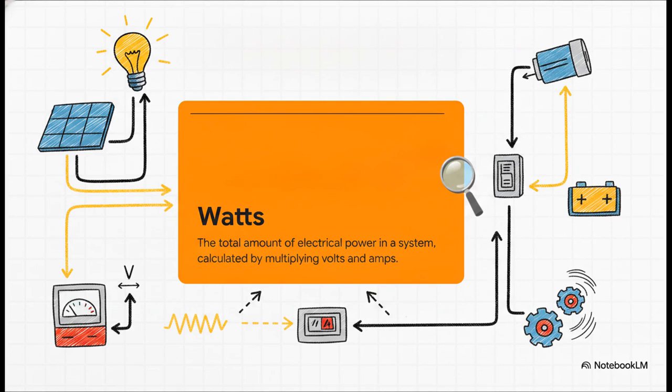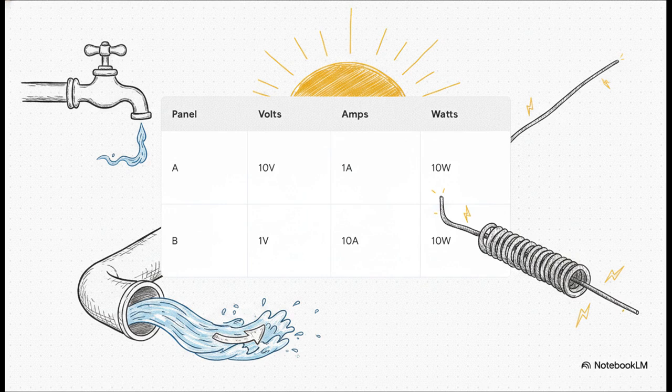Finally, we have watts. Watts represent the total amount of electrical power going through your entire system. You can think of it as the perfect combination of your pressure and your flow rate. And calculating it is super easy. You literally just multiply your volts by your amps. This really brilliantly illustrates how proportional these metrics actually are.